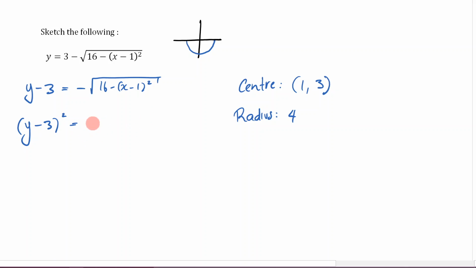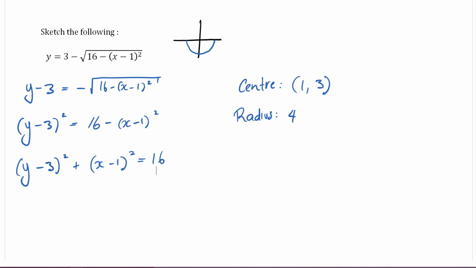Whoops, I'm getting rid of that. 16 minus (x minus 1) squared. Then I will add (x minus 1) squared over, so I'm going to get (y minus 3) squared. Then I'll get this over here. It's equal to 16.